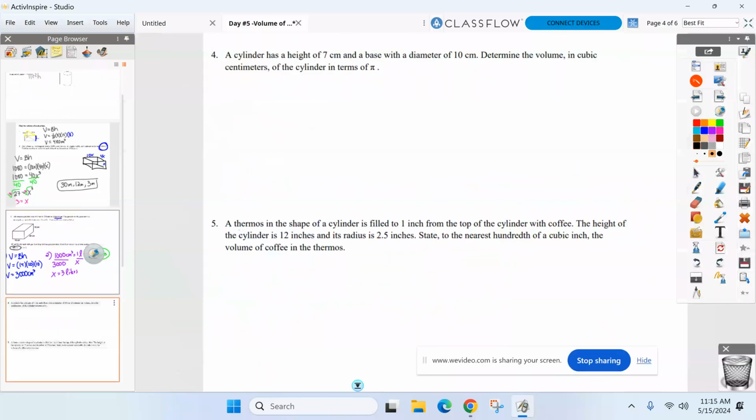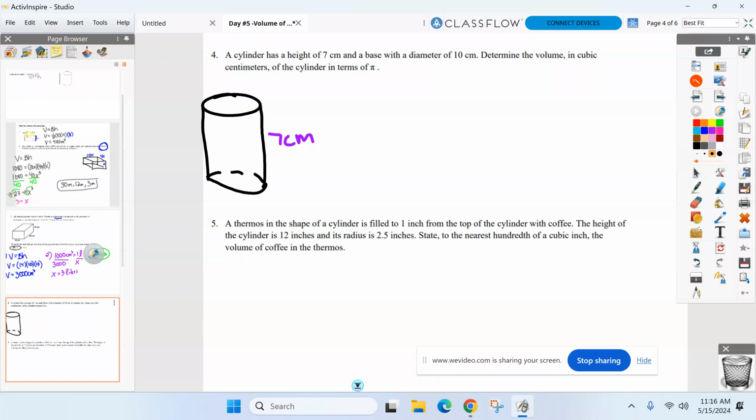Cylinder time. Cylinder time. Prisms are out. Cylinders are in. I'm only going to draw one because I can draw them pretty well. I'm not going to lie, that's the only reason I'm drawing these bad boys. A little slant there, but hey. All right, height of 7 centimeters. We got diameter.